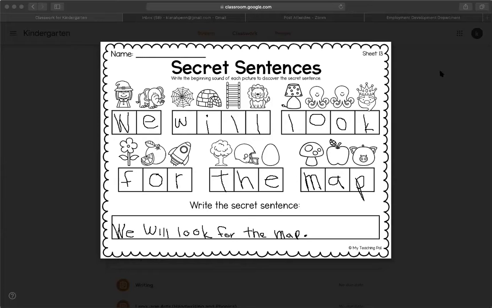Look. Is there a space in between those last two words? Take it off. That's two words. Perfect. You go all the way up to the top. Don't erase the word, erase the second word. Oh, I forgot that was the second word. Yeah, you didn't put a space in between. So your sentence should be, We will look for the map.